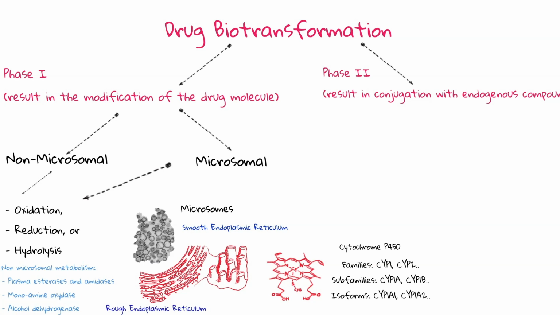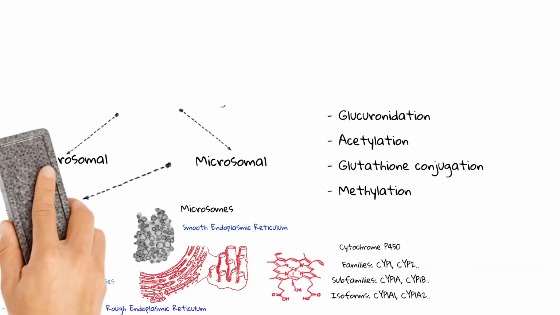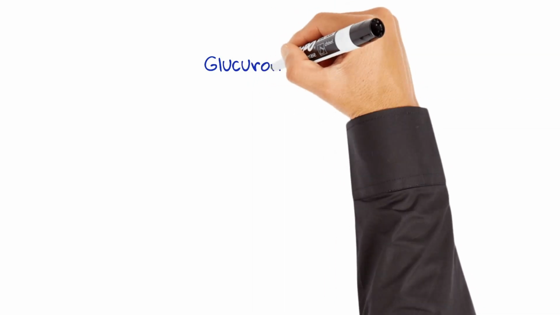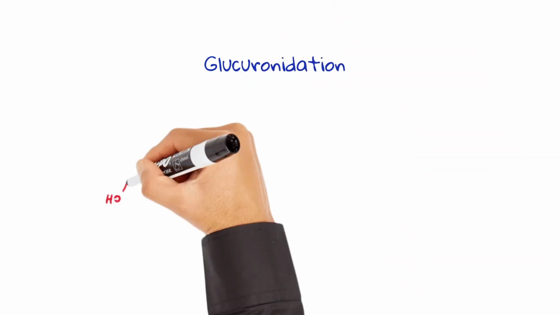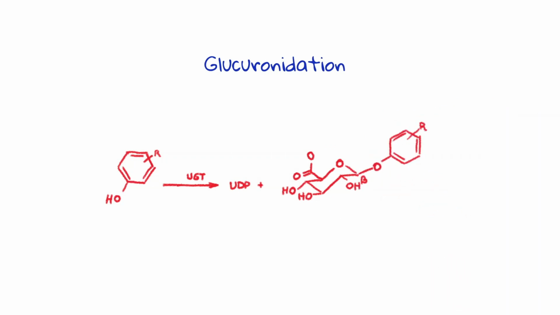Phase 2 reactions result in conjugation with endogenous compounds and are catalyzed by specific transferases. Phase 2 reactions may follow Phase 1 or occur as the primary reaction of biotransformation. Enzymes of Phase 2 reactions may be located in microsomes or the cytosol. There are several common types of conjugation reactions. Glucuronidation is a reaction of conjugation with glucuronide. Examples of drugs metabolized using this pathway include morphine and chloramphenicol.